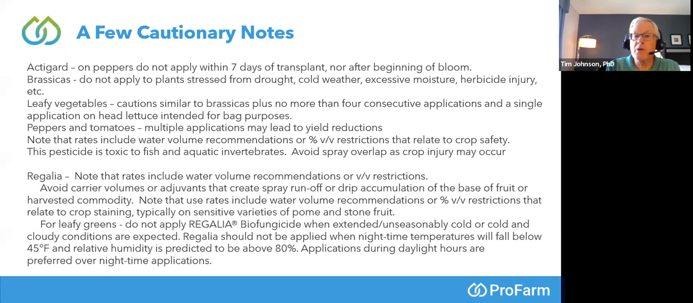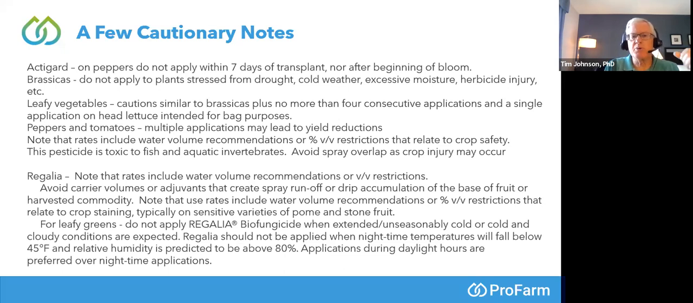A few cautionary notes when I was reading the labels for these various products. Again, we get back to that plant stress thing, as well as yield issues. The ActiGuard label mentions, for example, on peppers, don't apply within 7 days of transplant. That's probably trying to avoid a stress situation, nor after beginning of bloom. I'm not sure what that's about.